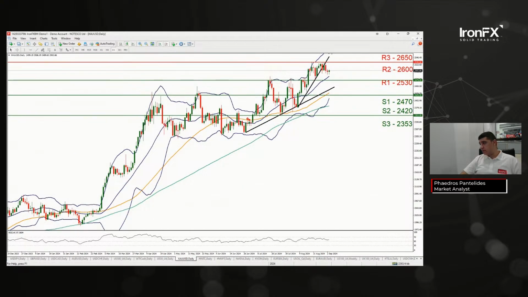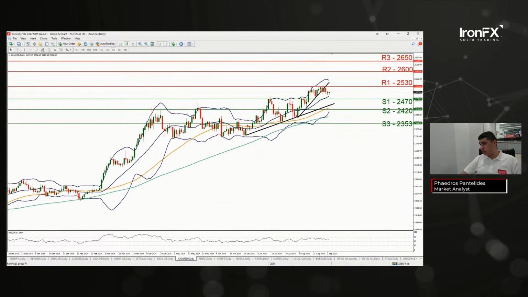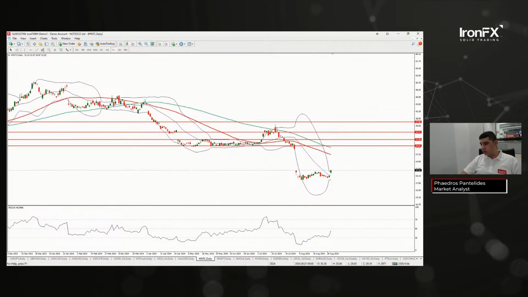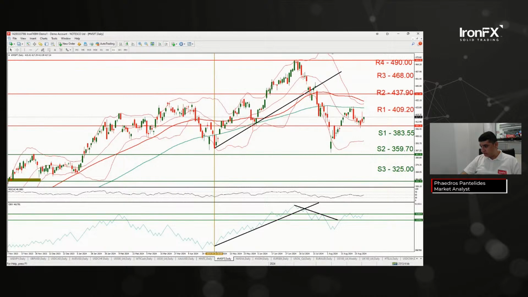For gold, it does appear to be moving in a sideways fashion between 2,470 and 2,530 on the daily chart, has broken below our upwards trend line. RSI closing in on 50, which does imply a neutral market sentiment, so sideways between S1 and R1. Intel stock price, massive gap below, does appear to be moving slightly in an upwards fashion, might be recouping some of those losses. That story remains to be seen.